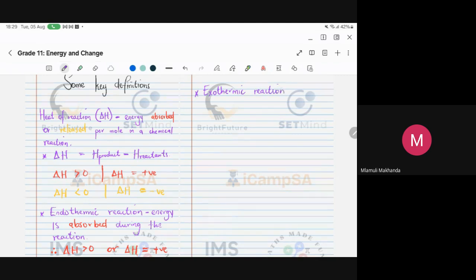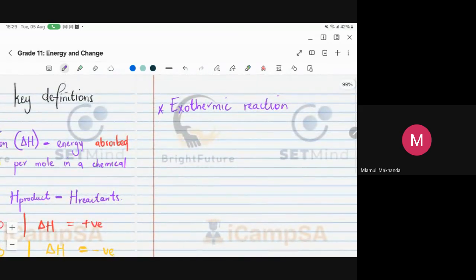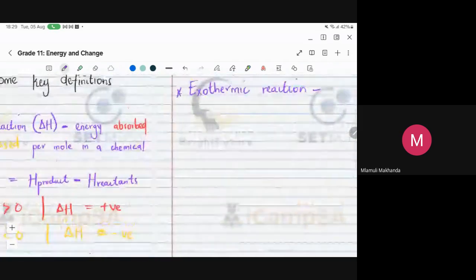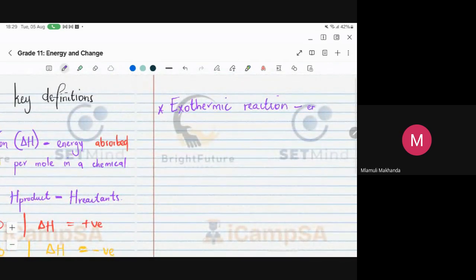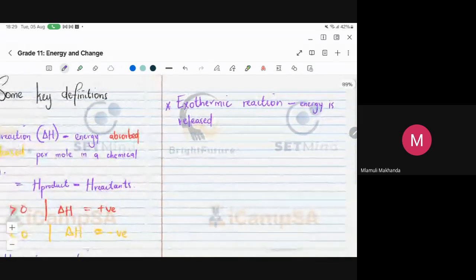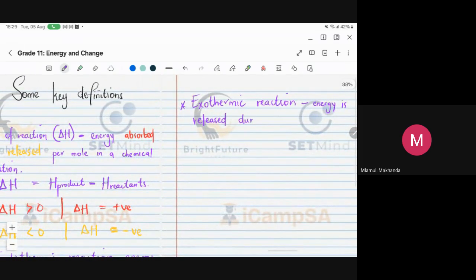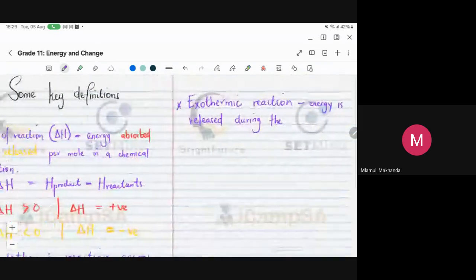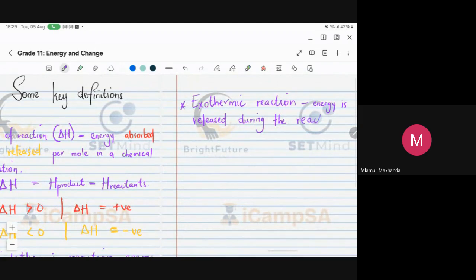Exothermic reaction. In this one, it's the opposite of the endothermic reaction. It's basically, excuse me, energy is released in this one. Energy is released during the course of the reaction. So while the reaction is taking place, energy is released.